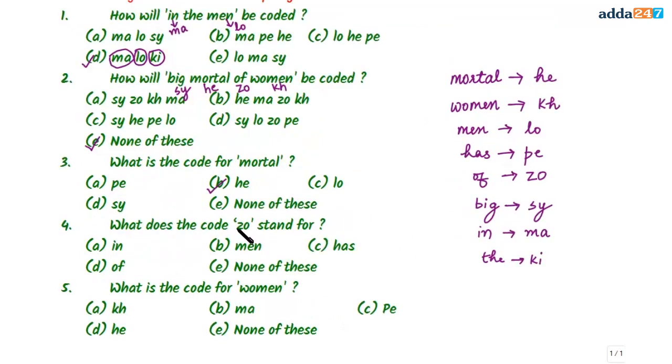We have one more easy question coming up. What does the code ZO stands for? And we've already coded that ZO stands for off. So the correct option here is D. Fifth one is what is the code for women? And we can see that the code for women is KH. That means very easy. Answer for fifth question is A.